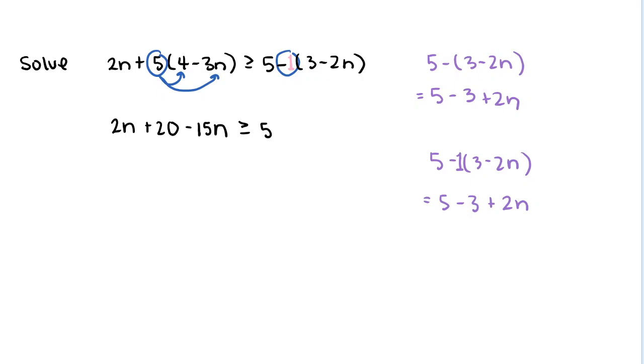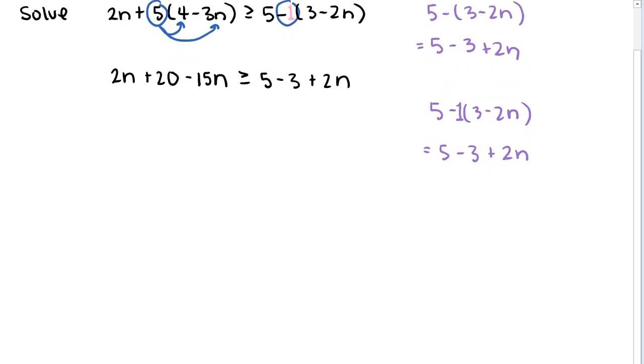So either way works. If you want to view this as distributing a negative 1 across each term, that's perfectly fine. I personally like to see it as subtracting each term, and that's also valid. Okay, but anyways, let's write that here. So we have 5 minus 3 plus 2n.